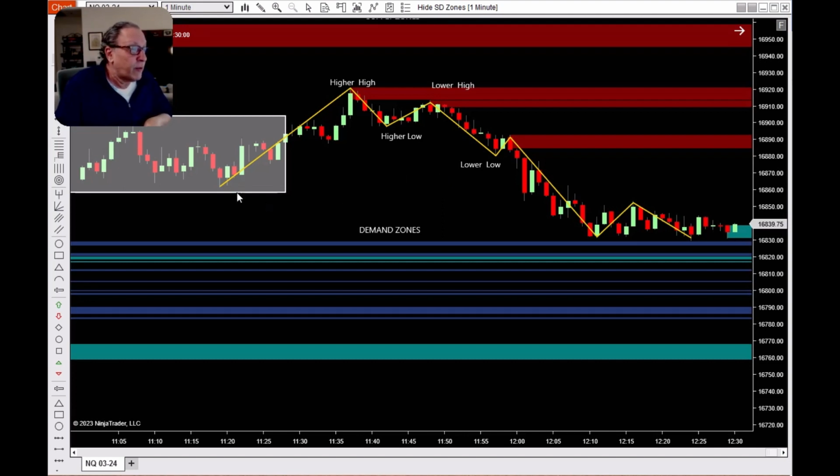Once you get comfortable, you'll soon recognize higher highs and higher lows. You don't have to plot them, but in the beginning, I strongly suggest you take a snapshot, mark them down, look where they intersect with the supply and demand zones, and take your trades.